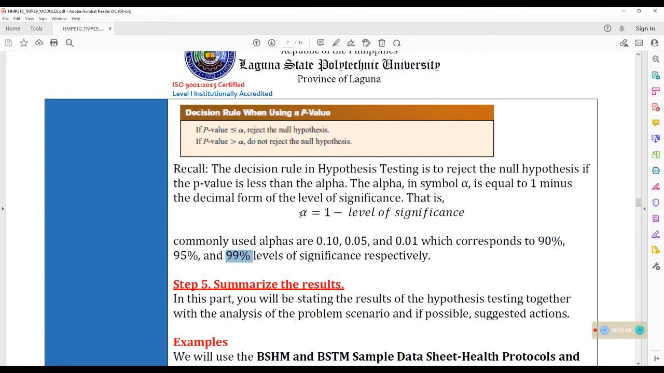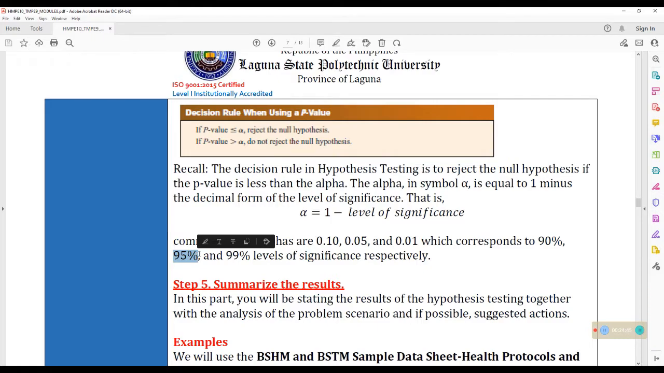Next, we have to summarize the results. Oh wait, someone might ask, ma'am, why are they different? They have meanings. I did not put it here since I will be the one to set the level of significance in your problems, but I will discuss it quickly. With this 90% level of significance, for example, if you reject the null hypothesis at 90% level of significance, it is still prone to error. So, you can still commit an error in your hypothesis.